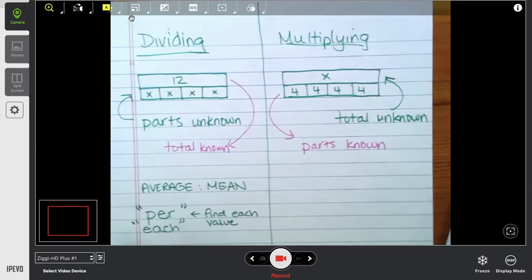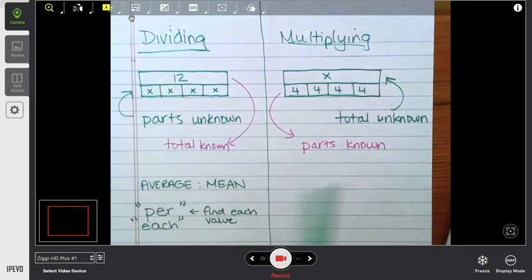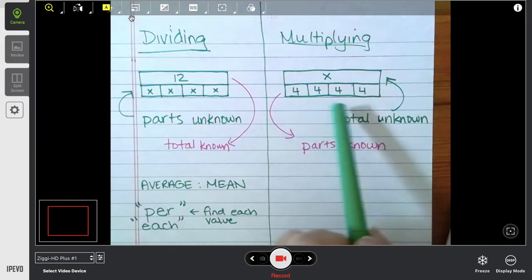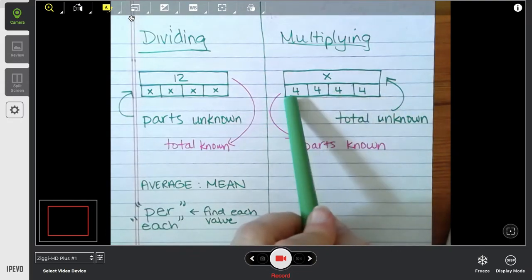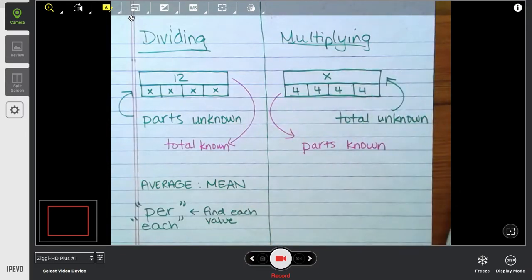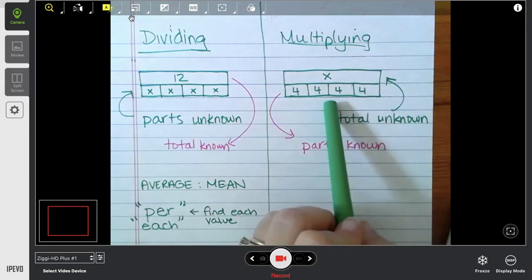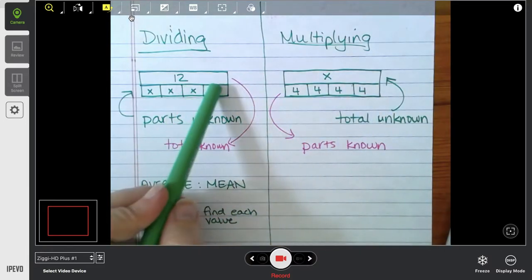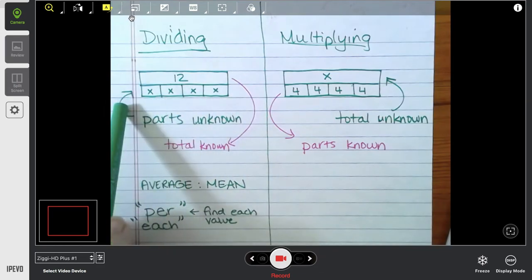In multiplication, it's just the opposite. It's the inverse. I don't know the total, so the total is unknown, but I do know the parts. So if I have 4 parts and each part has a value of 4, I know the total would be 16. So in multiplication, I don't know the total, but I do know the parts. And in division, I do know the total, but I don't know the parts.